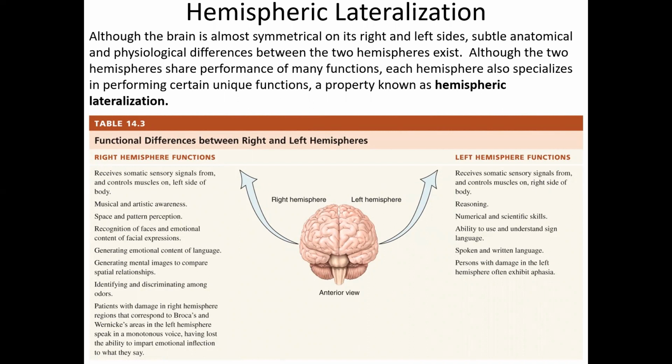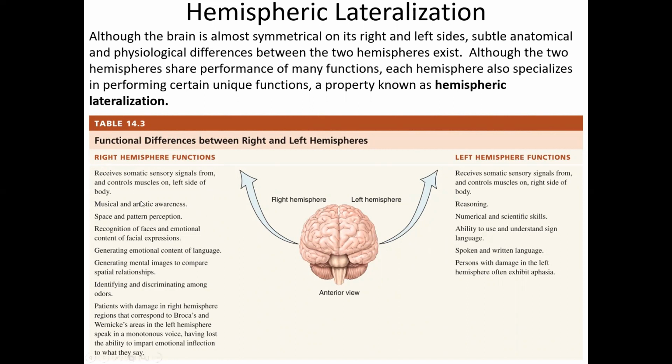Okay. Although our brain is almost symmetrical on its right and left sides, there are subtle anatomical and physiological differences between the two hemispheres. Okay. Although they share performance of many functions, each hemisphere also specializes in performing certain unique functions. We call this property hemispheric lateralization. Okay. So in other words, your right hemisphere controls certain things, your left hemisphere controls certain things.